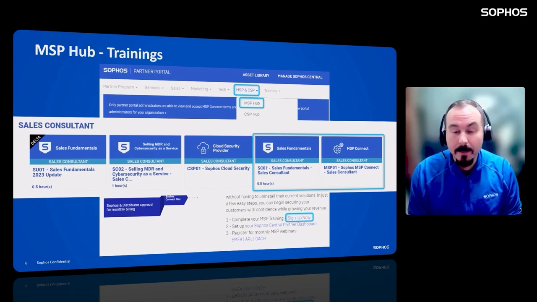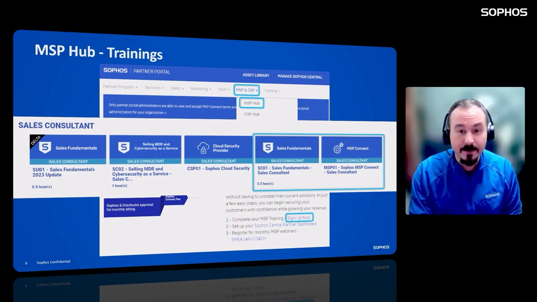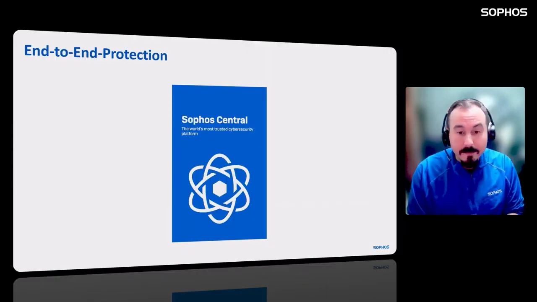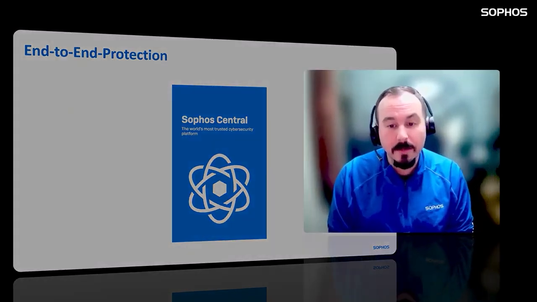Now, the MSP Hub also has a lot of other really good resources, so we are going to revisit the partner portal to take a look at some of these other resources. But for the moment, let's go back onto the program itself and talk about how we do our licensing, what types of products are actually available. Because remember, we're talking about one vendor, one program, one dashboard.